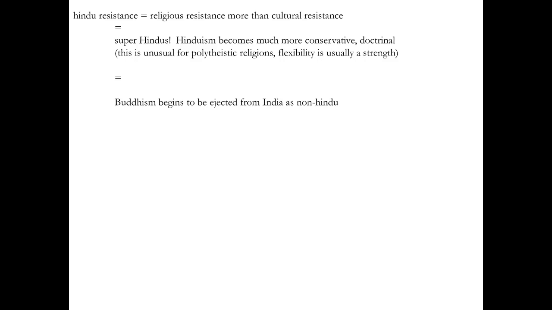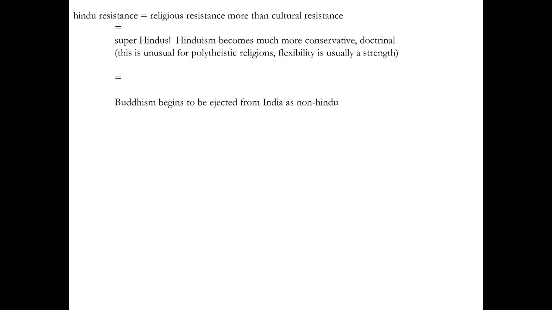But religiously, it's a much more difficult thing. And what you get is super Hindus, super religious Hindus. Hinduism becomes much more conservative and, interestingly, much more doctrinal, which is unusual for polytheistic religions. Polytheistic religions are flexible. They say, hey, you have a god? That's okay. We'll add it to our number. We've got 150. Boop. Now it's 151.